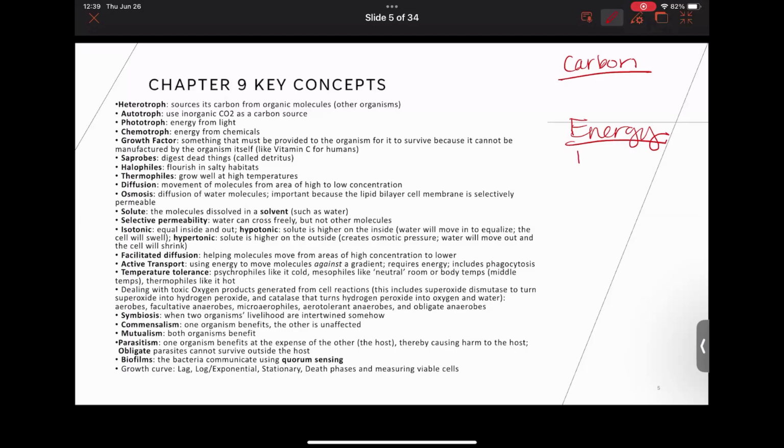If you get your energy from sunlight, we call that a phototroph. Easy. If you get your energy by breaking down, you're fine. Yes, thank you. If you get your energy from breaking down chemicals and releasing the energy in the bonds, then that is called a chemotroph.